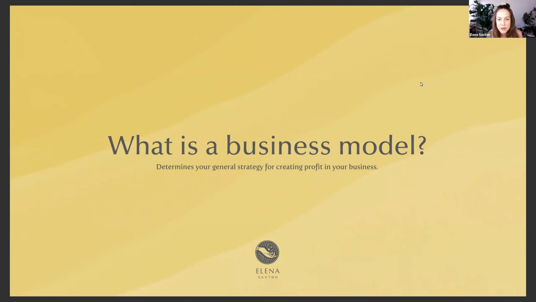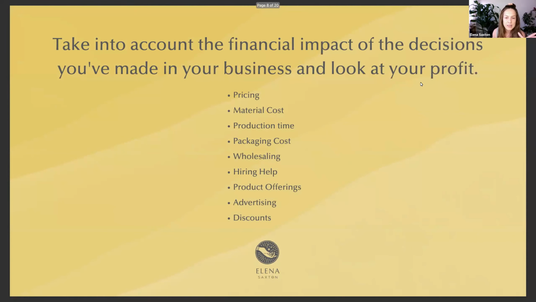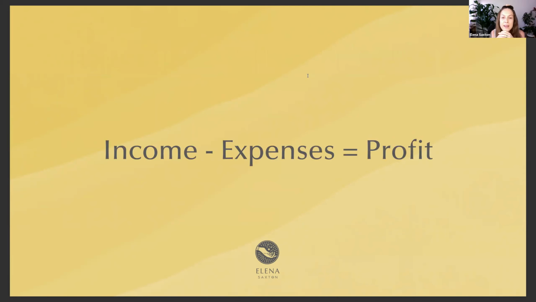If you haven't done this work before, then you might have an intuitive understanding of this, but it might be kind of abstract. The abstract version is that it determines your general strategy for creating profit in your business. More concretely, we're going to take into account the financial impact of all the decisions you've made in your business and how it relates to your profit. Decisions like pricing, material cost, production time, packaging cost, wholesaling, hiring help, which products you offer, do you advertise, do you offer discounts, things like this and more. The math behind this is really simple. We're going to look at income, then subtract your expenses, and you're going to be left with your profit.